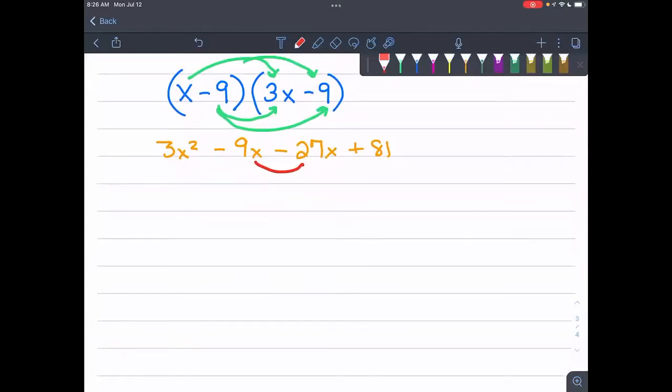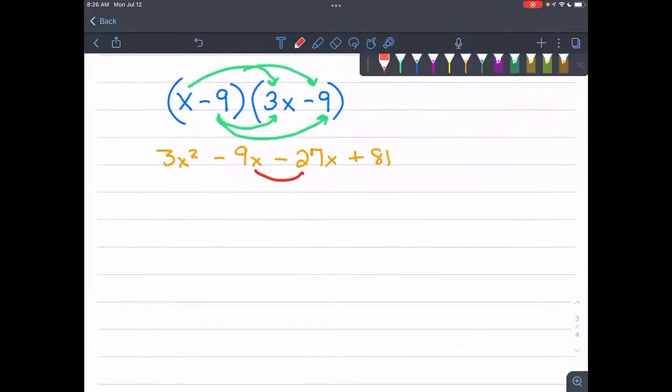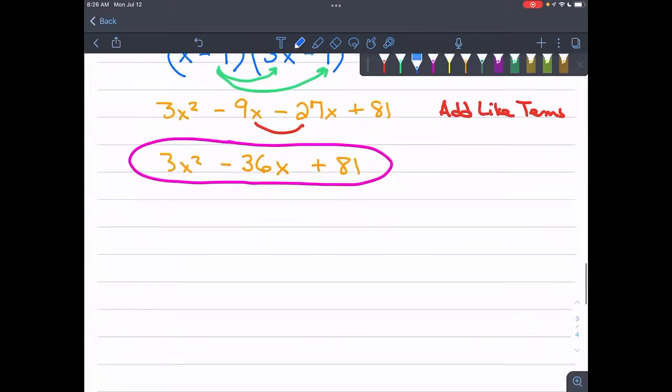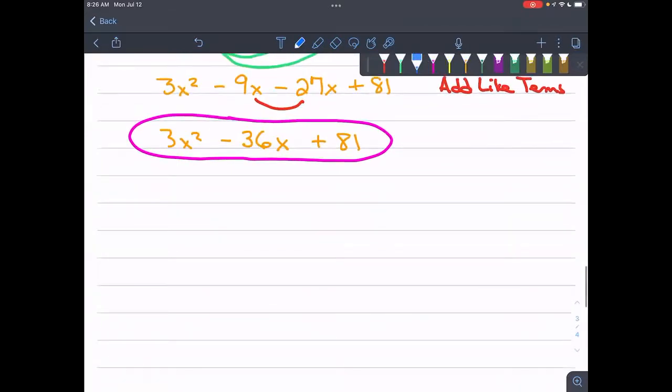In the middle, if you've got like terms, add those. So we've got 3x squared, nothing to combine there, but negative 9 and negative 27, negative 36. And then the 81 doesn't have anything to go with it. Okay, so 3x squared minus 36x plus 81. All right, we'll do one more of those.